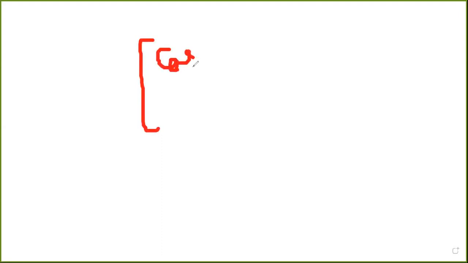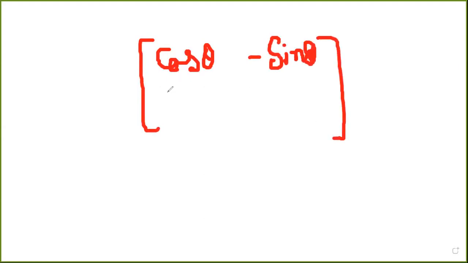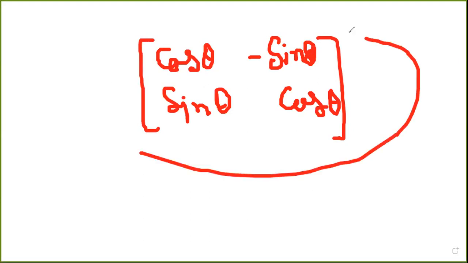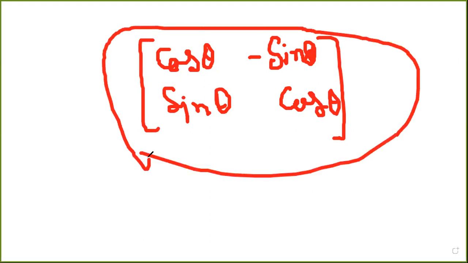Rotation matrix: cos theta, minus sin theta. Okay, then sin theta and cos theta. Clear? So this we have done in case of anti-clockwise.